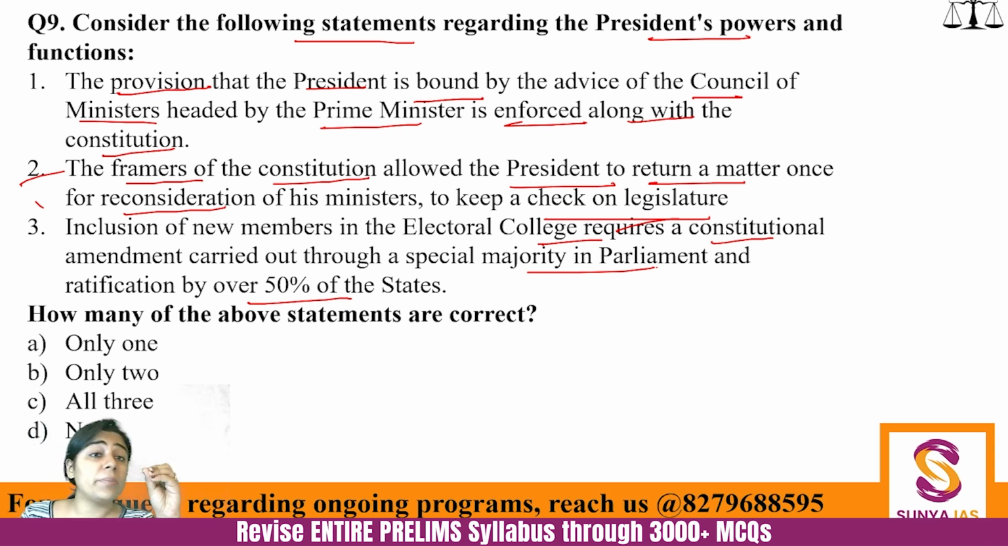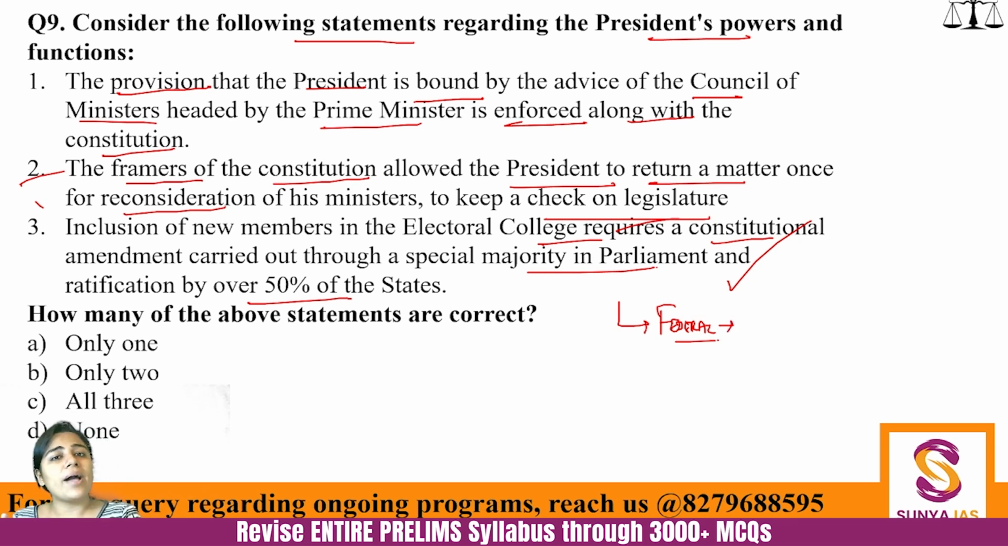First of all, you need to remember, if you know any particular statement correct or not, you know we have done the constitutional amendment. The third statement is absolutely correct. Right? So, any change in the method of election of the president is a federal provision. And any change in federal provision, what does it require? It requires ratification by 50% states by a simple majority, and it requires to be passed by both the houses of parliament by special majority. So third statement is correct.